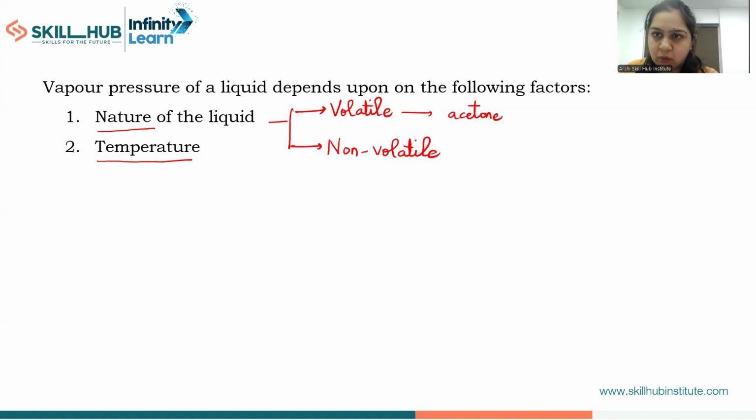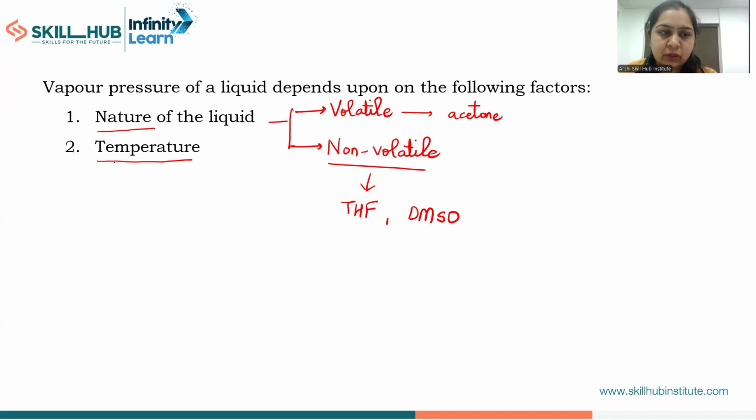Such liquids are called volatile liquids, and the liquids which do not boil easily at low temperatures, where we require higher temperatures for boiling the liquids, such liquids are called non-volatile liquids. Okay, so I hope that is understood: a volatile liquid is acetone. A non-volatile liquid can be, for example, THF, tetrahydrofuran, or let's say DMSO, dimethyl sulfoxide. So these are all examples of non-volatile liquids.